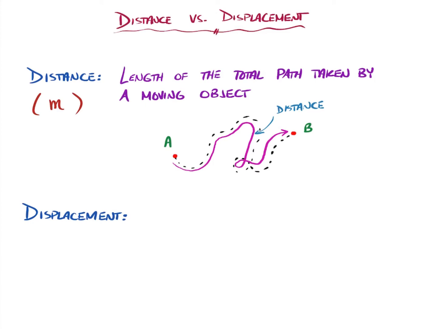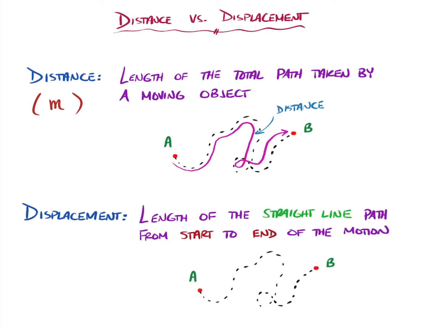Probably seems fairly straightforward. That's probably what you were thinking already. Displacement is what throws some people off. Displacement is not the actual path taken. It is the length of the straight line between the starting and the ending point of a motion.